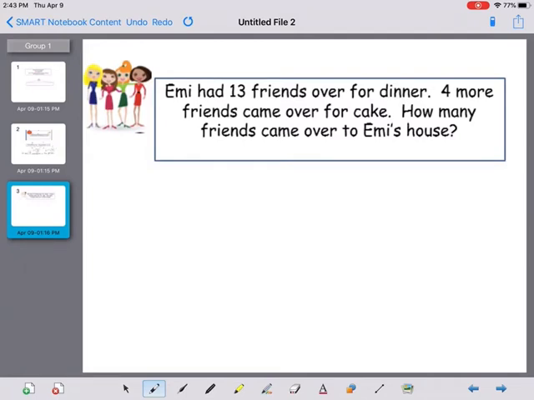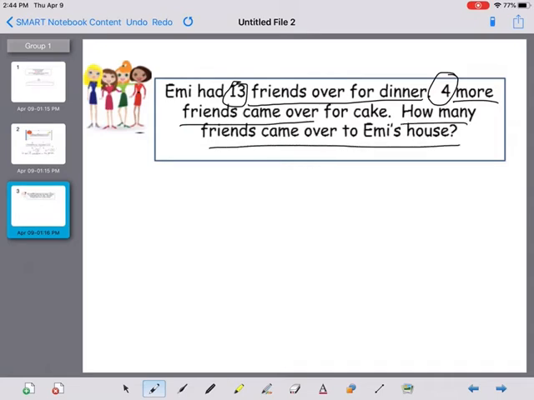Emmy had 13 friends over for dinner. Here 13 is an important number in the story, and it's talking about friends coming for dinner. 4 more, here's the add to the 13. Okay, and 4 more friends came over. That's important. And last but not least, the question, how many friends came over to Emmy's house? So the result is unknown here too.